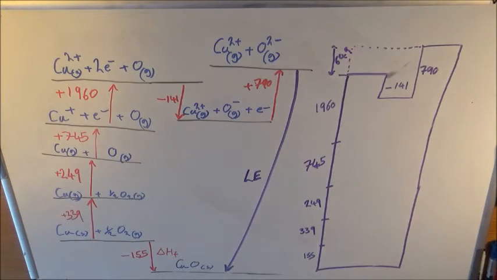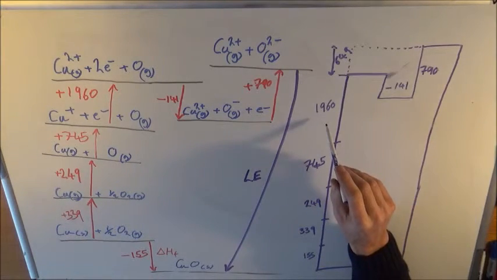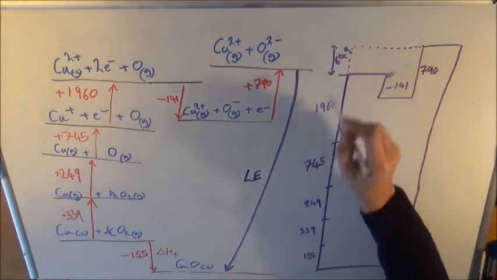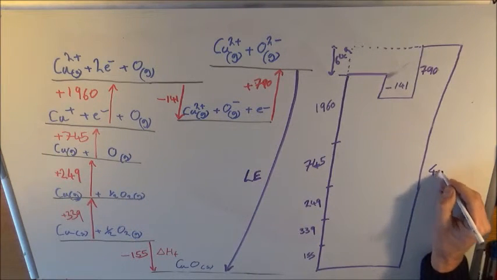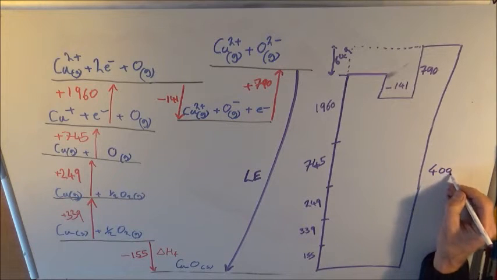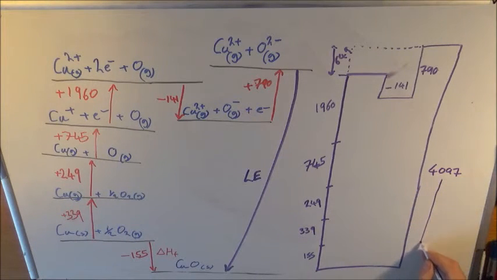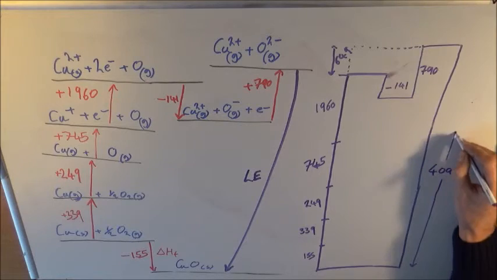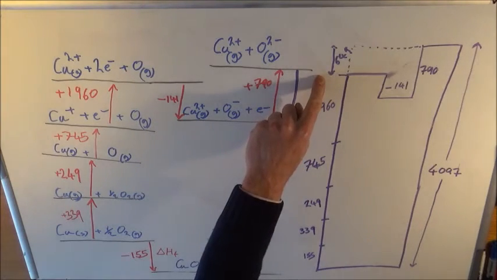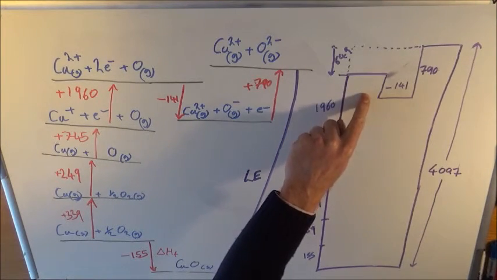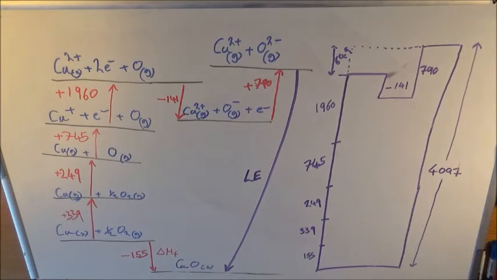So all we have to do is add up all of these values. So 155, 339, 249, 745, 1960, and then we just add on to that 649, and that comes to 4097. And I'm writing it on this side because this side of the rectangle or the football field is going to be equal length to that side. Or what you could do is you could just add all of these together and then subtract 141 and then add 790. It doesn't matter.